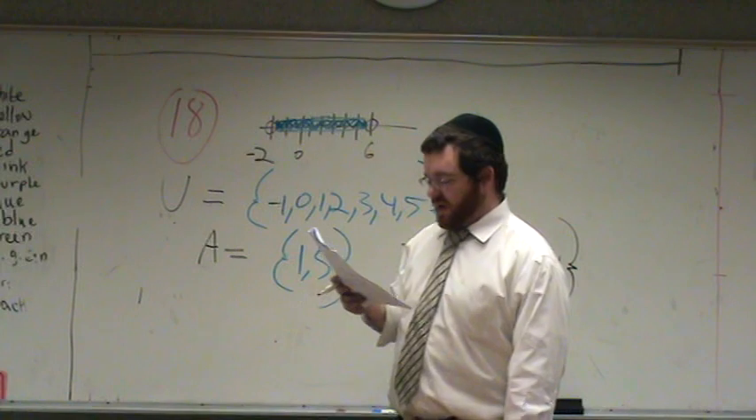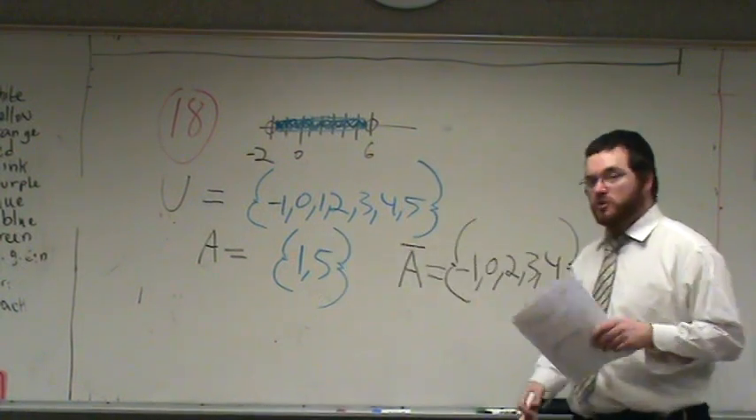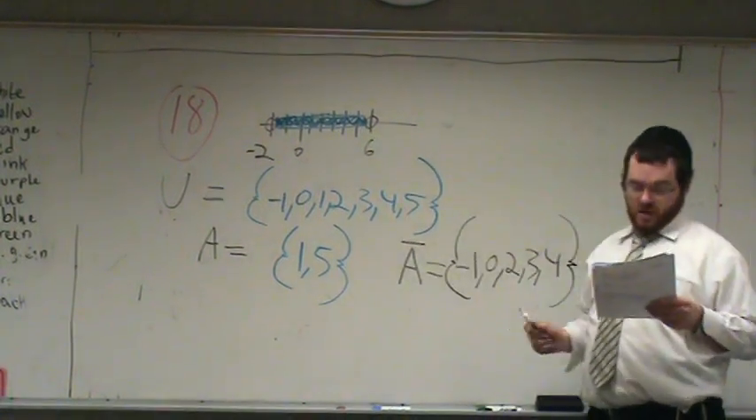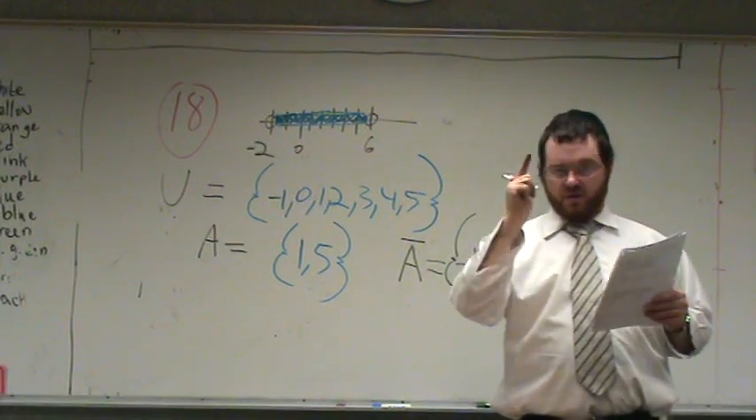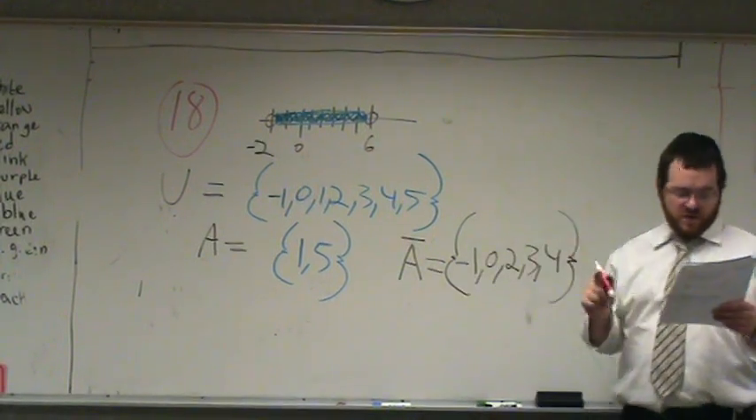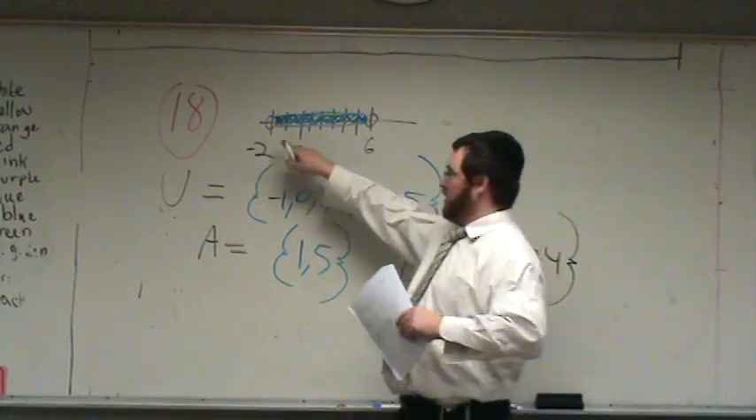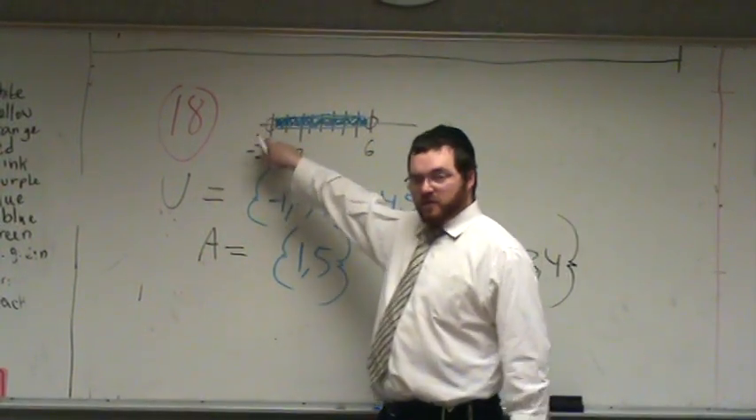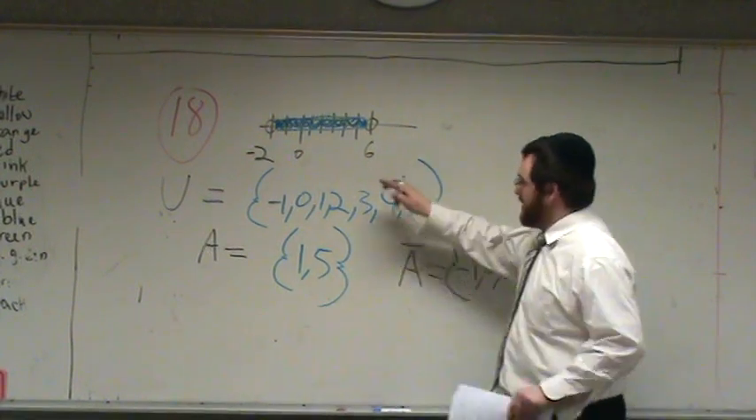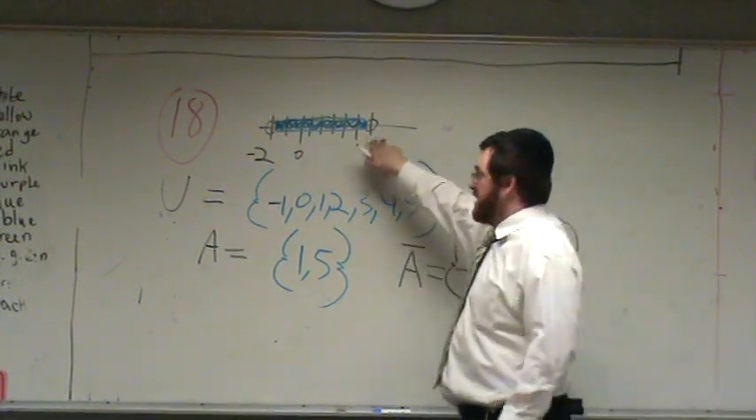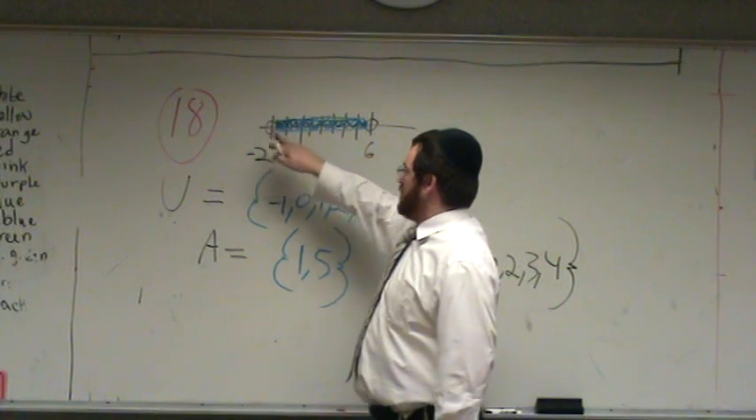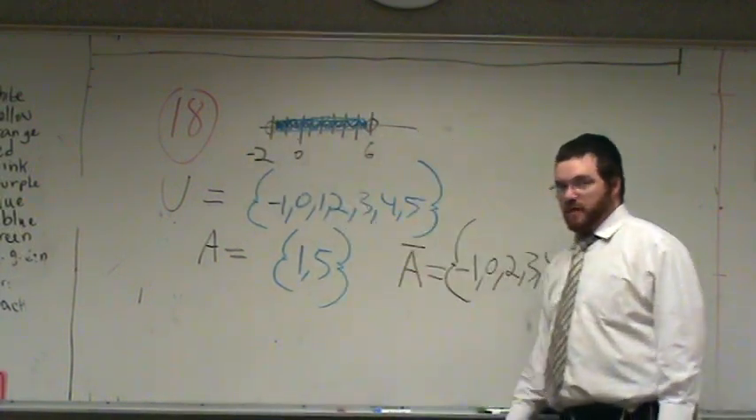Question 18. Consider the set of integers. Integers are whole numbers, not fractions, whole numbers. Consider the set of integers greater than -2, that means it does not include -2, and less than 6 means it does not include 6. That's why I did not color in the -2 and the 6, because it does not include them.